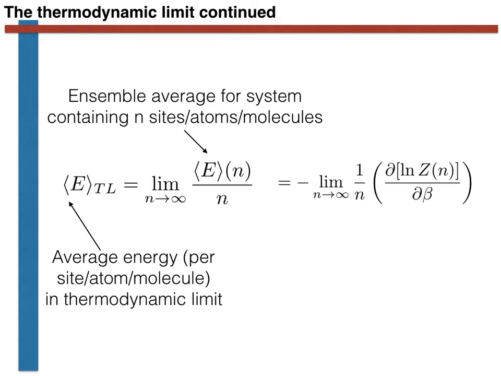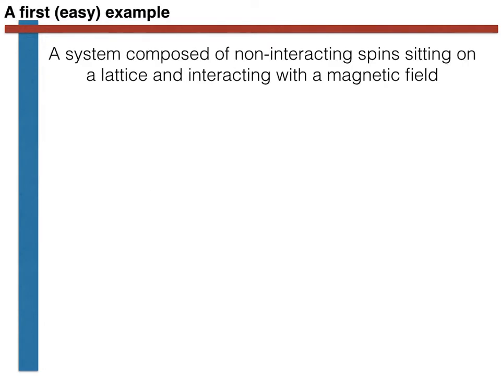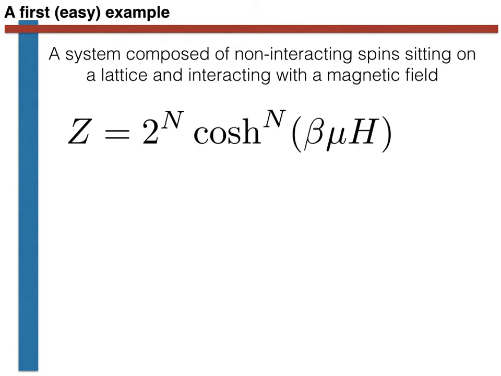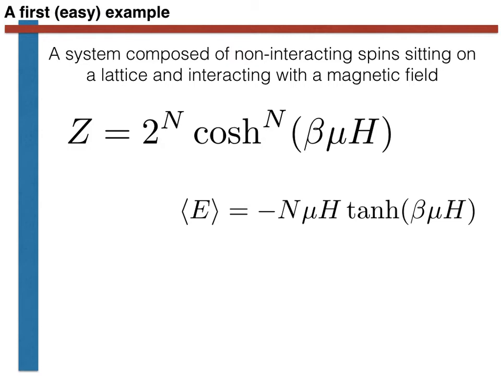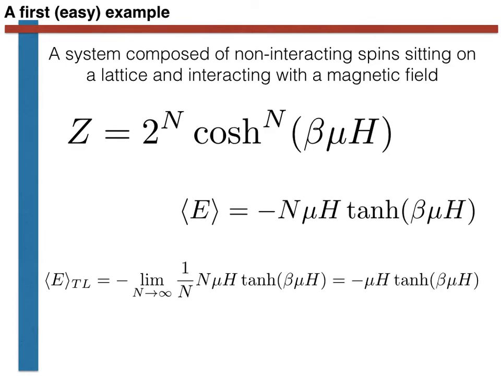Let's make all this clearer by considering a simple example using our now well-known expression for the partition function of a system composed of n spins in a magnetic field. As we have seen elsewhere, we get the following expression for the average energy when we take the derivatives of this partition function. When this expression is inserted into our limit, the thermodynamic limit, we find that the n in the numerator and the denominator cancel out, and we thus have that the average energy per spin is equal to this relatively straightforward looking expression.